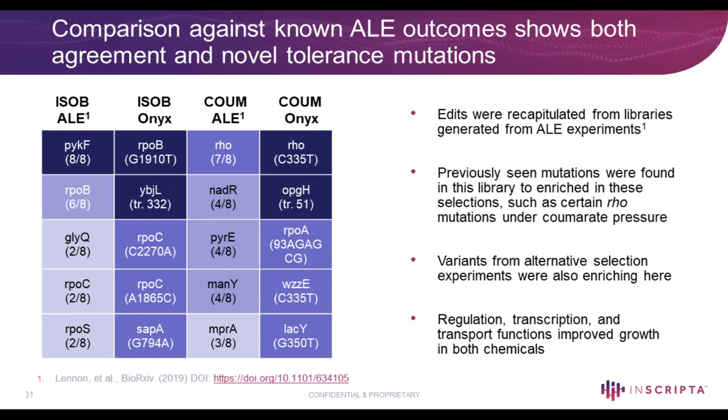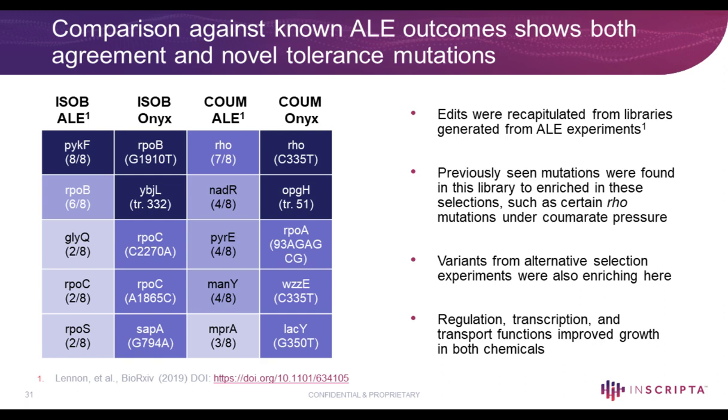With p-coumaric acid, again, mutations within Rho show up repeatedly in 7 out of the 8 replicates in the ALE experiments, whereas in the Onyx platform, we see a specific mutation within Rho that provides the most tolerance in p-coumaric acid. So again, the dark color is indicative of greater than 8-fold enrichment over M9 control. We also see these other genes of interest showing up, rpoA, and you can see that there are a few examples of genes of unknown function that do show up as well. That gives us a better biochemical insight as well.